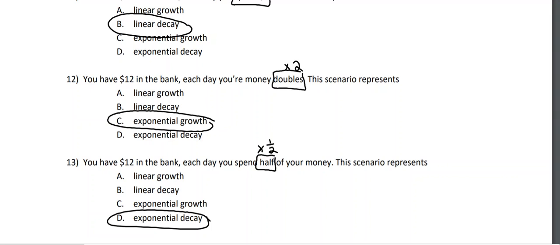Question 12, you have $12 in the bank. Each day your money doubles. Doubling is multiplying by 2. Multiplying, that's a common factor, that's exponential. Multiplying by 2 makes the number get bigger, so it's exponential growth.